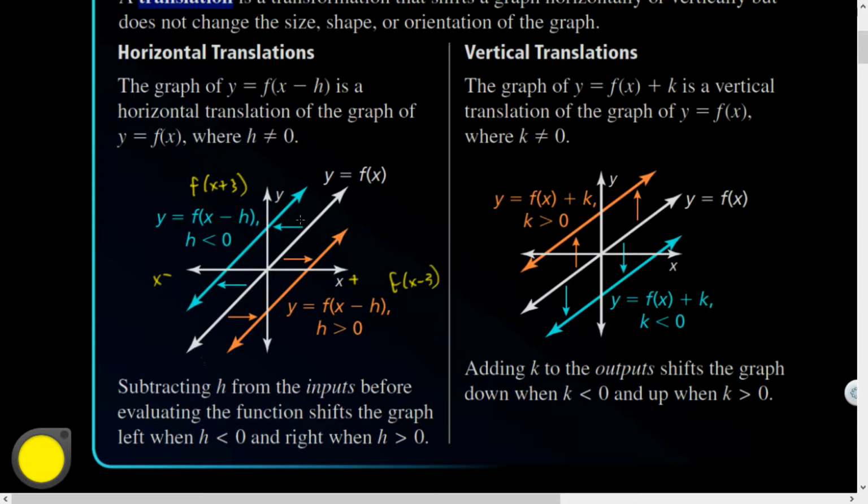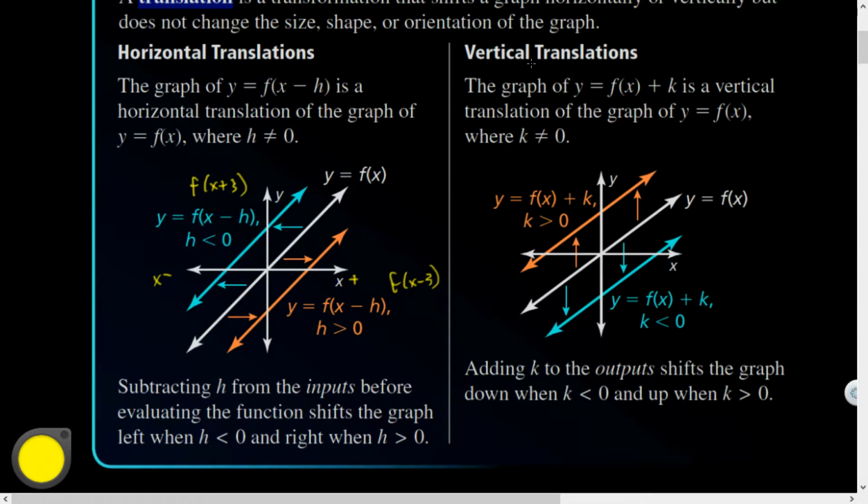But you can see that the parent function, y equals f of x, is here. And if I subtract 3 from its x value, it's the same line. It's just been moved over to this orange line. Or if I add 3 to it, it's the same line. It's just been moved over to this blue line. So subtracting h from the inputs before evaluating the function shifts the graph left or right.